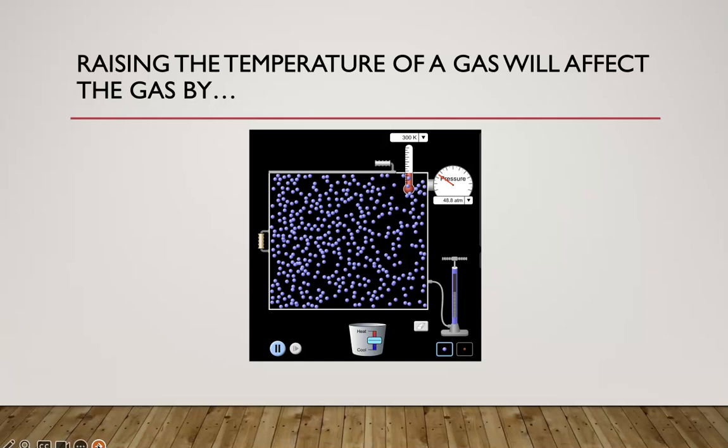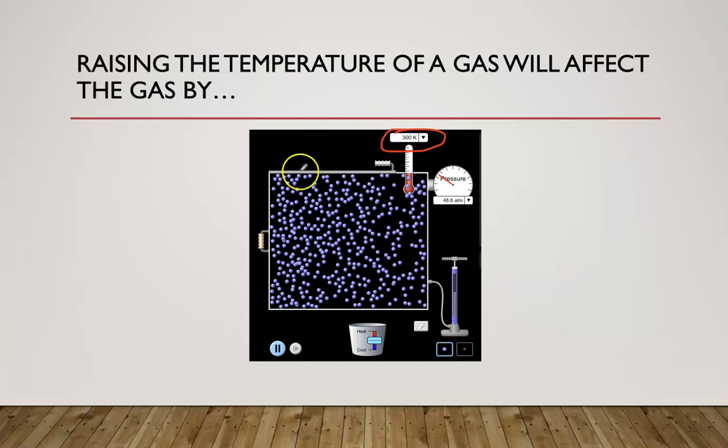And of course, don't forget that the temperature of a gas is going to affect the gas. How? It's going to affect the gas by making the particles move more. Remember, this temperature is measured in kelvins. Kelvins are our scientific temperature scale and tell us about the actual movement of the particles.